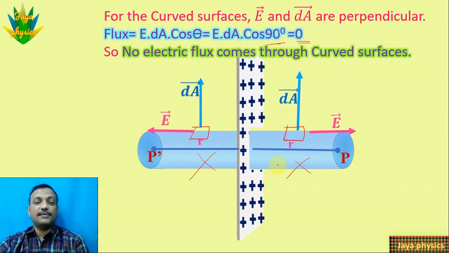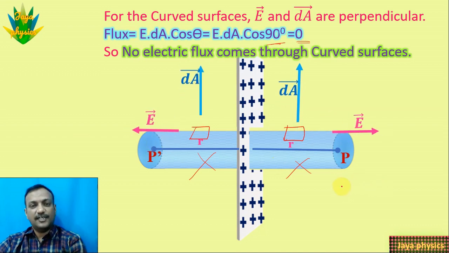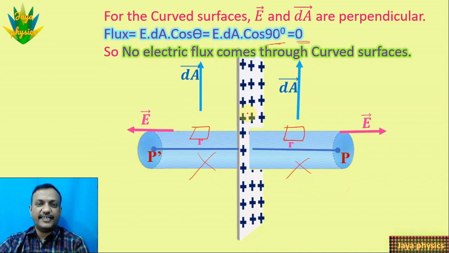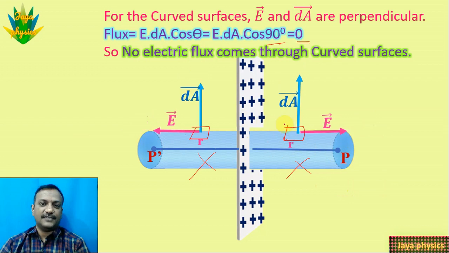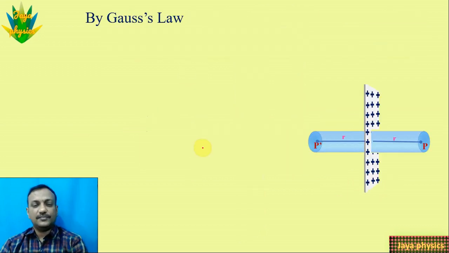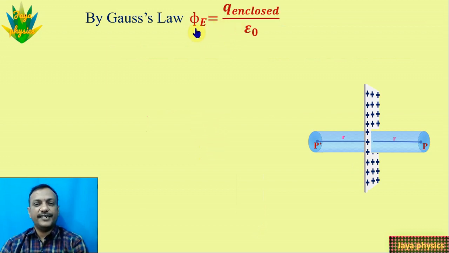In the case of the uniformly charged wire, flux was coming from the curved surface area. No flux was coming from the top and bottom surface, isn't it? Now, here, it is opposite. Flux is coming from the end caps, that is top and bottom. Flux is not coming from the curved surface area. Is it clear? Okay. Now we have to go for the calculations. By Gauss law, you know very well, what is the formula of flux? Phi is equal to enclosed charge by epsilon naught. The total flux from the surface is equal to enclosed charge by epsilon naught.